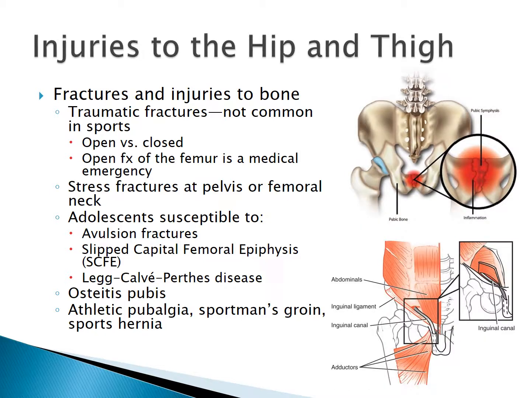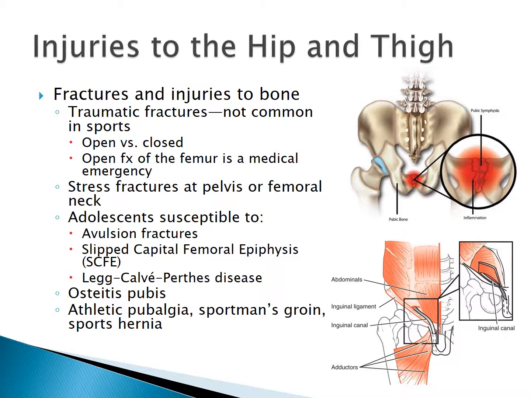A chronic condition that occurs at the bony ends of the pubic bones in the pelvis is called osteitis pubis. The inflammation at the pubic symphysis can be caused by muscle imbalances and repetitive stress. This condition is common to ice hockey players, soccer players, and runners.